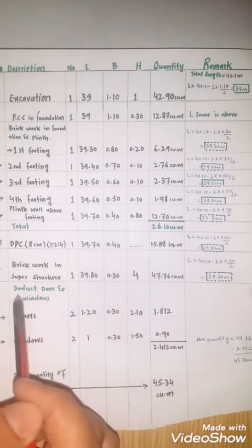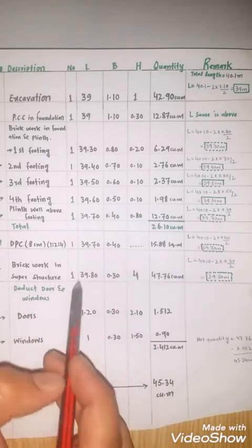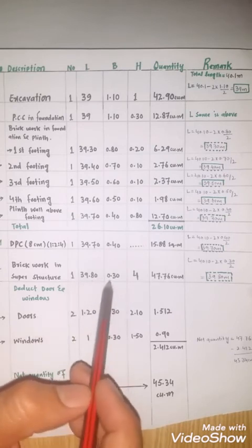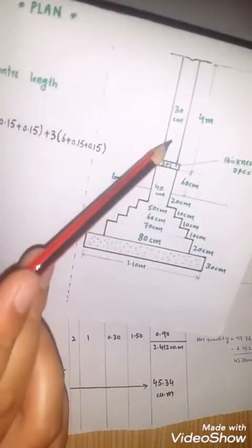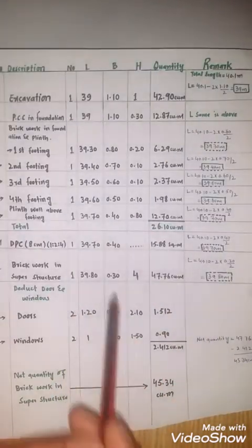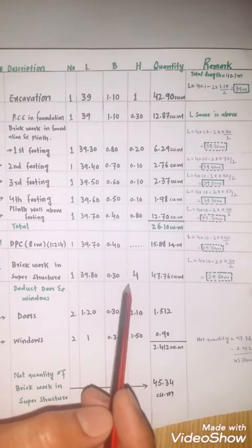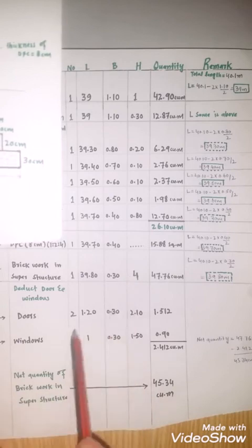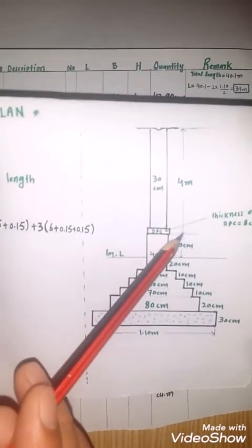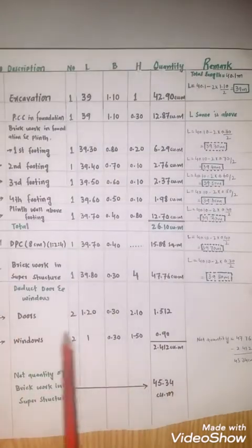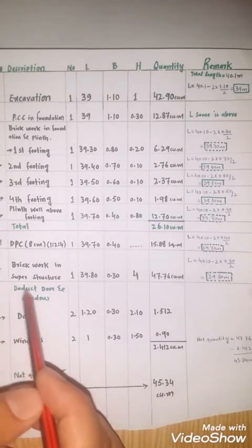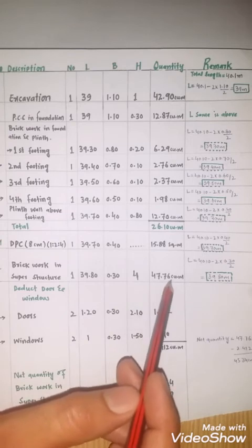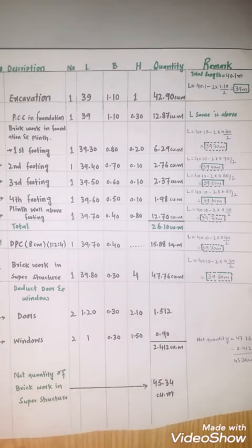Now find brickwork in superstructure. The length is 39.80 meter. The breadth is 0.30 meter or 30 centimeter, and height of this wall is equal to 4 meter from this point to this point. Quantity of brickwork in superstructure is equal to 47.76 cubic meter.